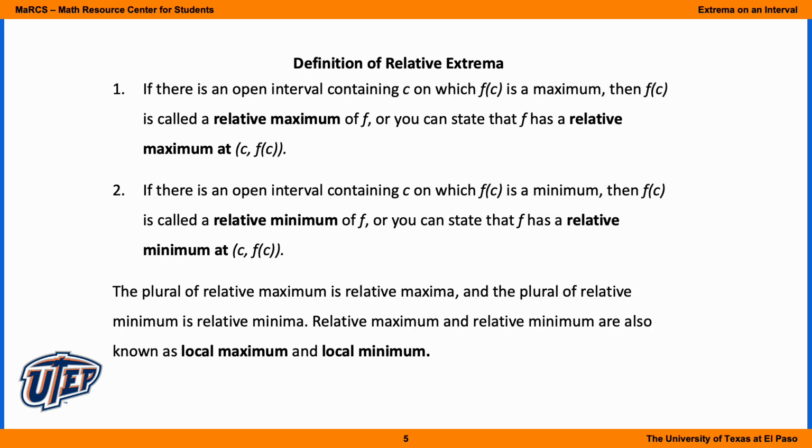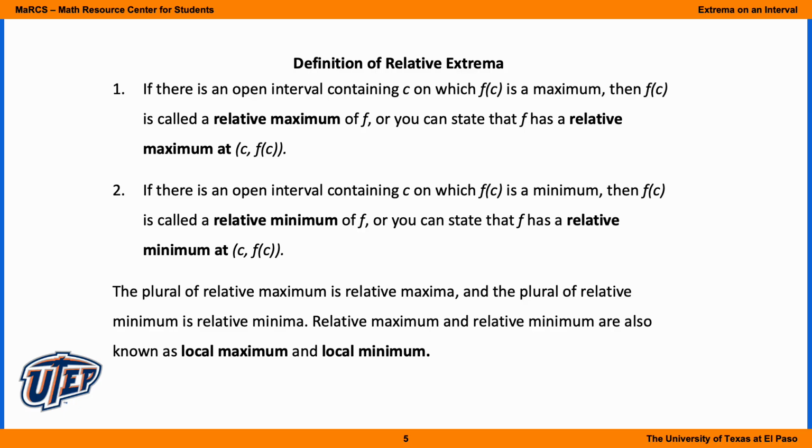Now we have relative extrema. If there's an open interval containing c, on which f of c is a maximum, then f of c is called a relative maximum of f. Or you can state that the function f has a relative maximum at the point (c, f of c). Now if there is an open interval containing c, on which f of c is a minimum, then f of c is called a relative minimum. Or similarly, you can state that f has a relative minimum at the point (c, f of c).